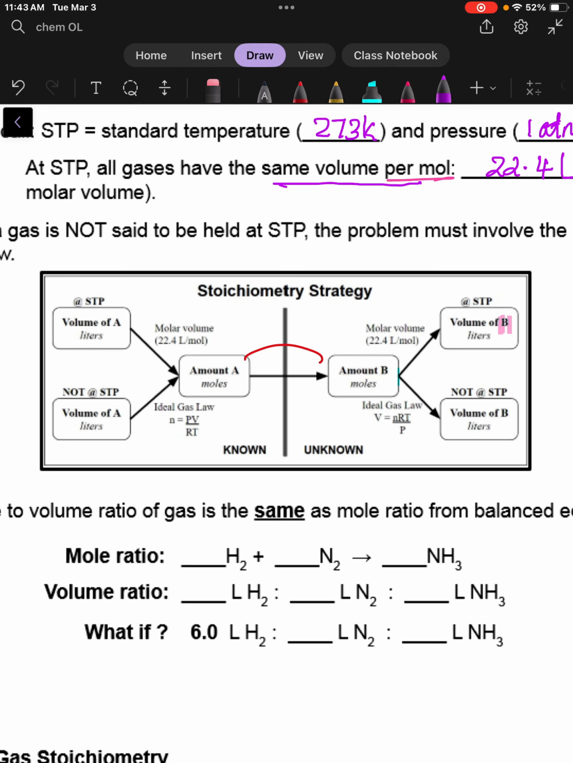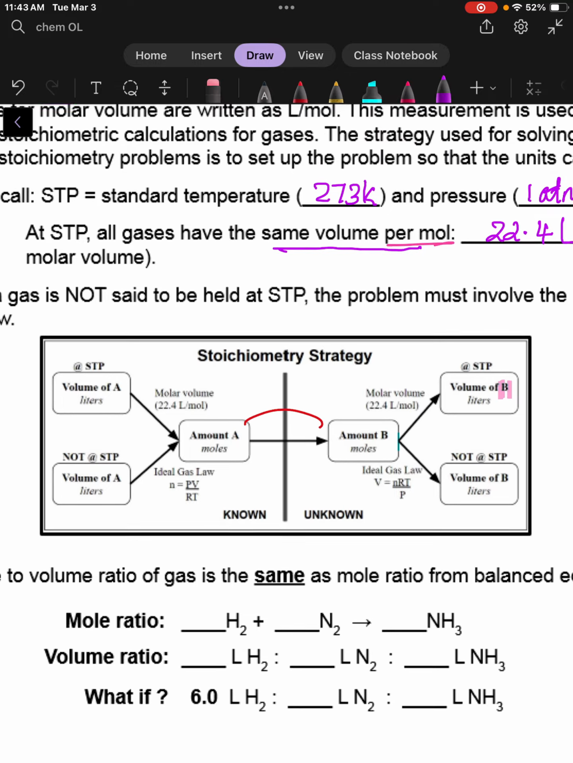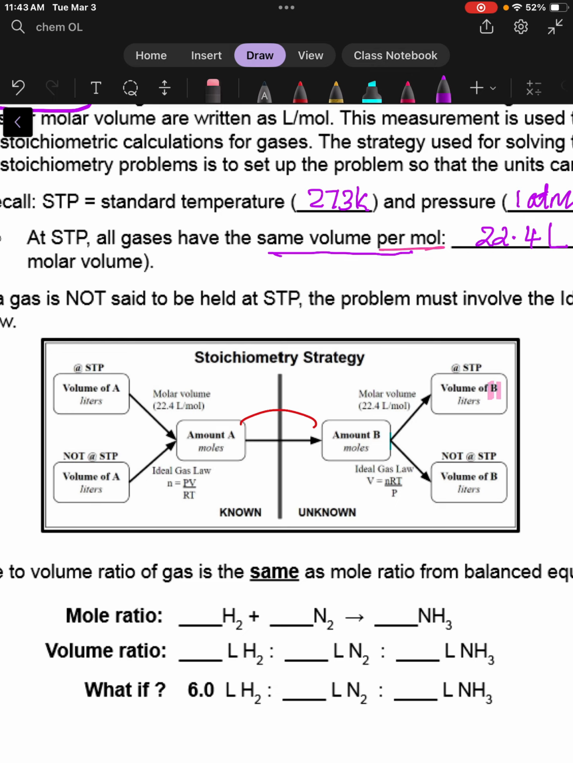So these are the steps you are going to use at STP and non-STP conditions. If the temperature and pressure are 273 Kelvin and 1 atm, you can directly convert the given volume into moles using 22.4 liters, then convert moles of A into moles of B. Again, same STP condition, convert moles of B into volume. That is regular dimensional analysis. You don't need to worry about it.